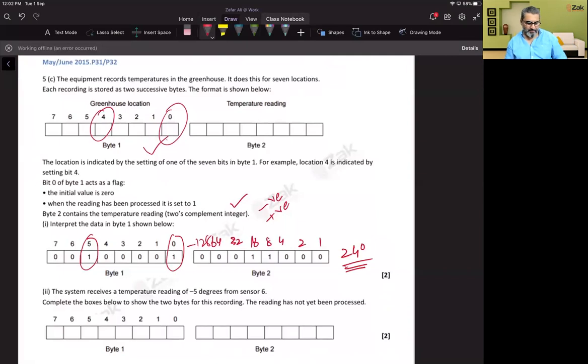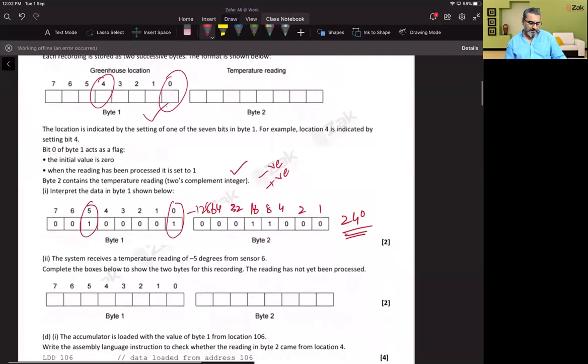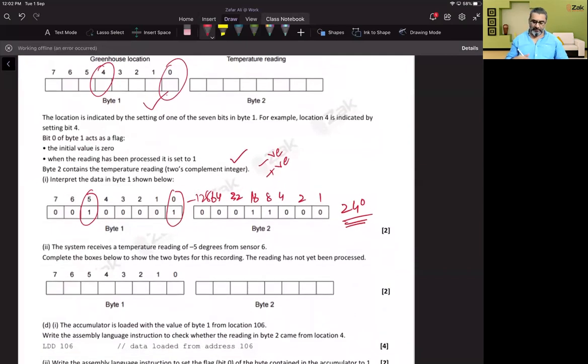All right. So the system receives a temperature of minus 5. How would you come up with minus 5? With 1, 2, 4, 8, 16, 32, 64, minus 128, this is plus 5. So, from the right, keep everything the same up to the first 1 and toggle the rest. So this is minus 5.